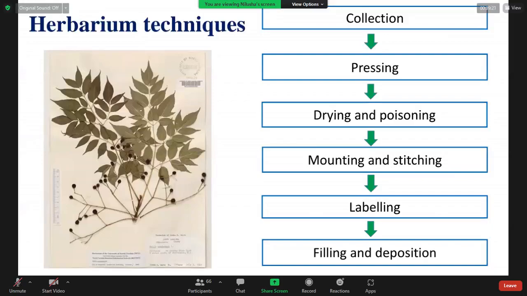After mounting and stitching the specimen, you have to label it, because if someone observes your herbarium, that person should get knowledge about that specimen. The specimen label should include the botanical name of the sample, family, genus, species, local name, date of collection, place of collection, and name of the person who collected it. Because some specimens are available only in one area, you have to write the place of collection.